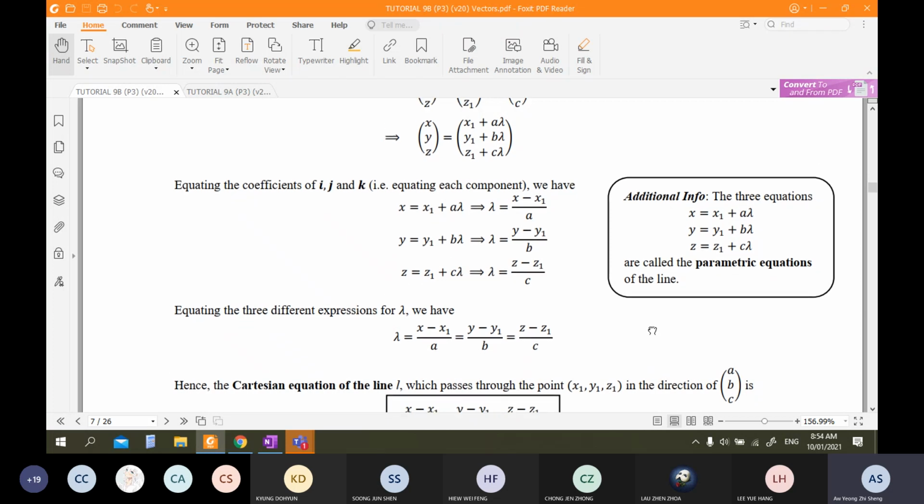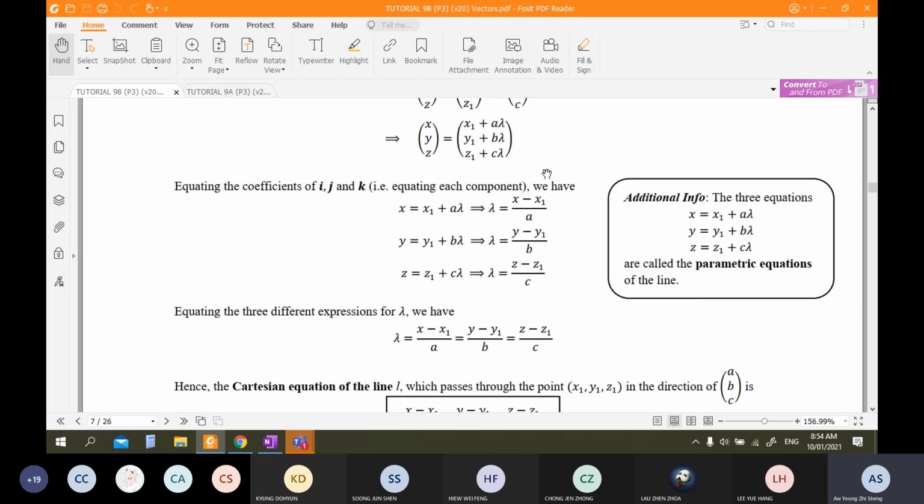Now, we want to apply a procedure similar to what we did for 2D, where we want to eliminate lambda. We want to eliminate lambda totally from the three parametric equations. If you try to make lambda your subject and just sub into the second equation, that's not sufficient because that doesn't really help to get rid of lambda from the third.